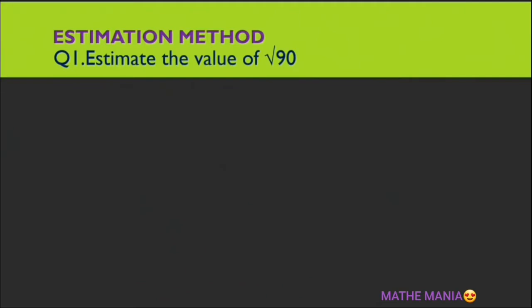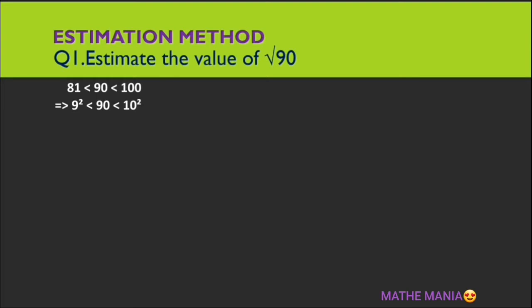So are you ready? First of all, we have to find two consecutive natural numbers such that 90 lies between their squares. Have you got them? Yes, you have guessed it right. The numbers are 9 and 10. 81 is less than 90 is less than 100. This means 9 square is less than 90 is less than 10 square. From here we can conclude that root 90 lies between 9 and 10.